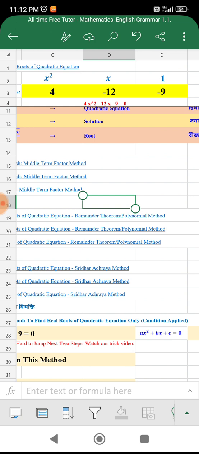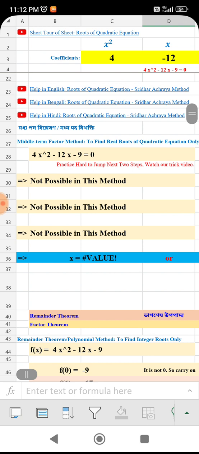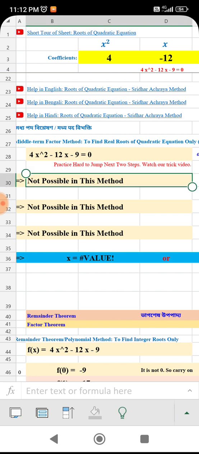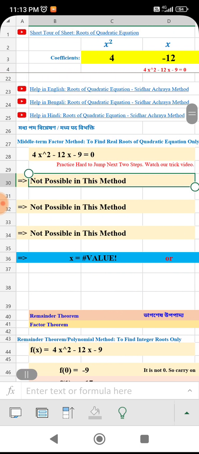So do it in your copy first. You know this is very simple. Do it in your copy and thereafter check whether it is right or wrong. The method is saying it is not possible for these values, this method cannot be applied. We have to go for a different method to find the factors.